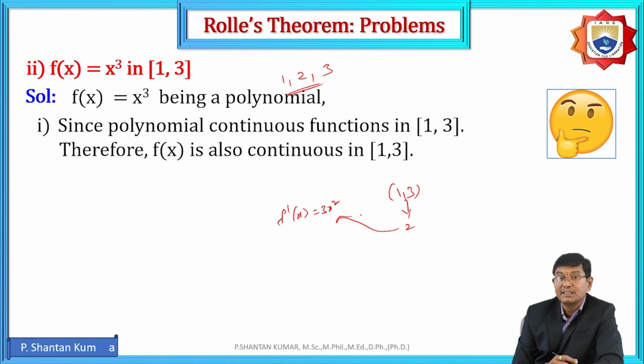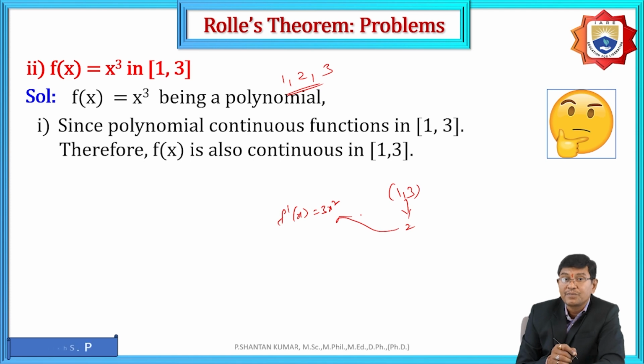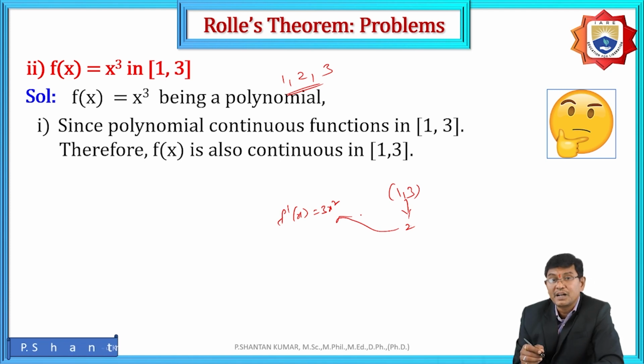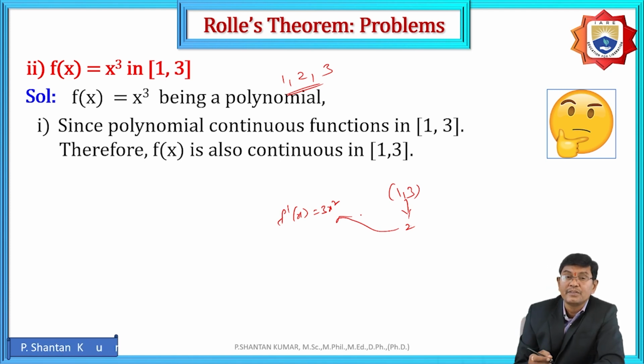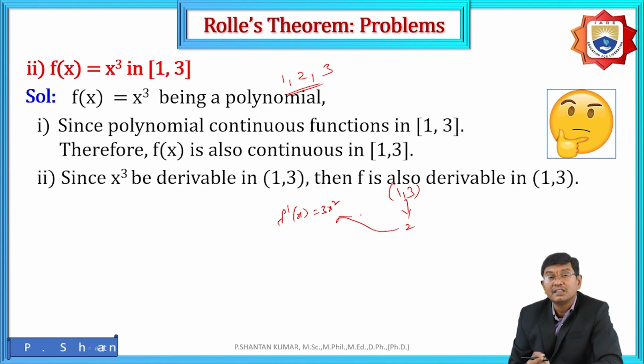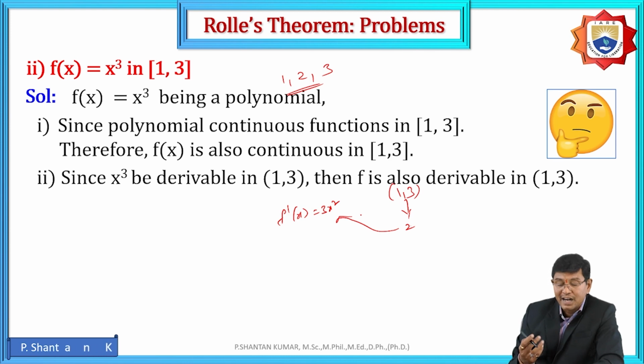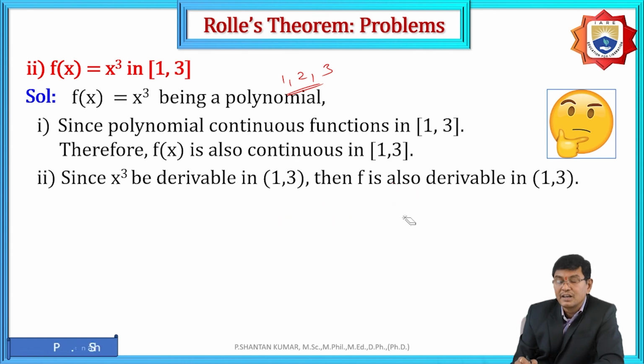Therefore, the derivative exists, and moreover, in the open interval, it is also a finite value. Therefore, the derivative also exists. That means the second condition is also applicable. And further, we need to check what f of a is and what f of b is.